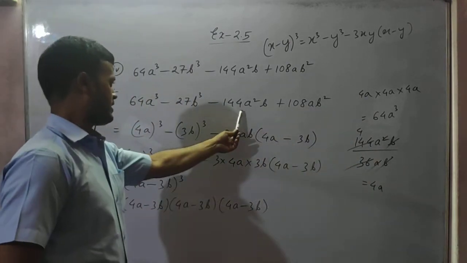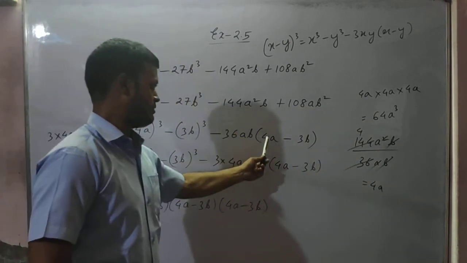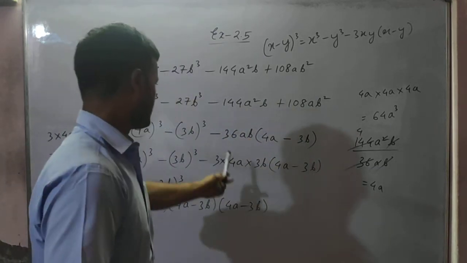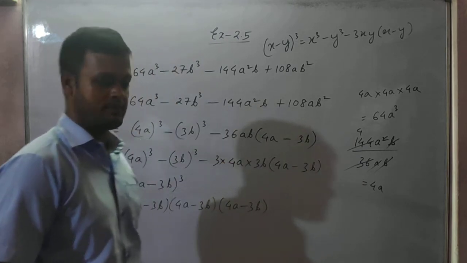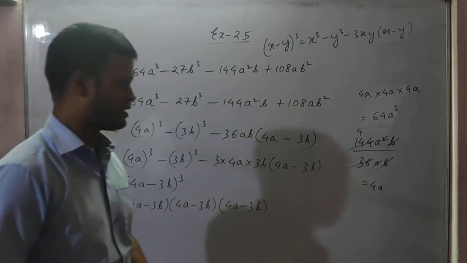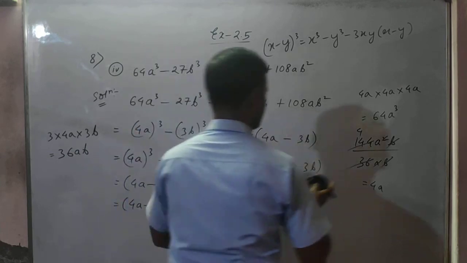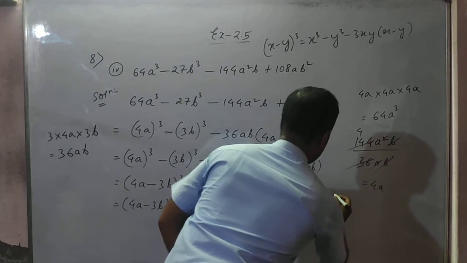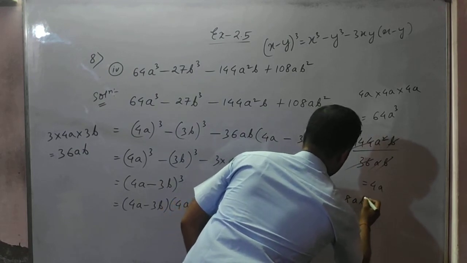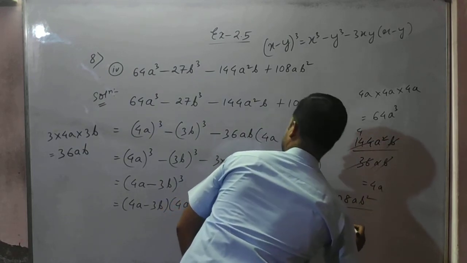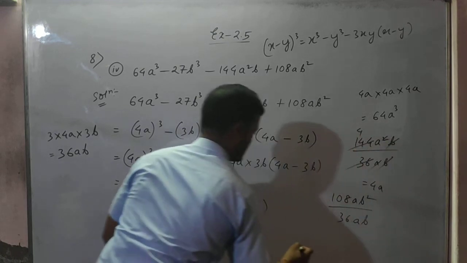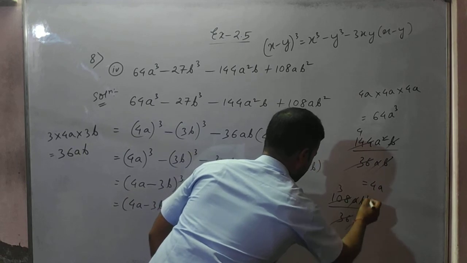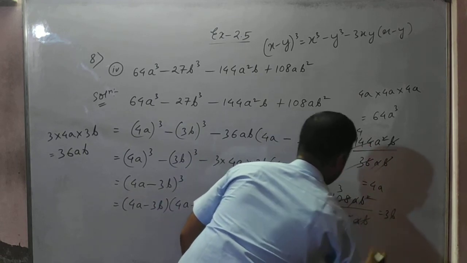Understood? From here if I take minus 36ab common, I will get 4a. From here if I take minus 36ab common, I will get 3b, because 36ab into 3 will become how much? 108ab square. You can divide and see for yourself. Here you see 4a you got, no? In the same way, 108ab square is there. If I take 36ab common, then with 36 how many times will it go? 3 times. a and a are cancelled and 1b is cancelled.